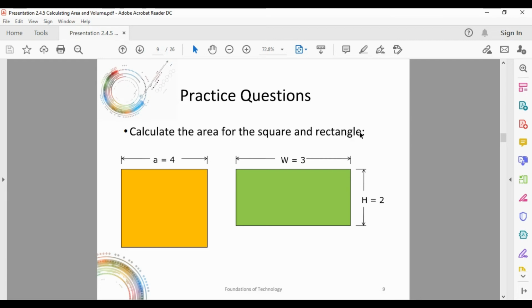Calculate the area for the square and the rectangle. If the side length of the square is 4, it's going to be 4 times 4, which is 16. This rectangle is going to be 3 times 2, which is 6.